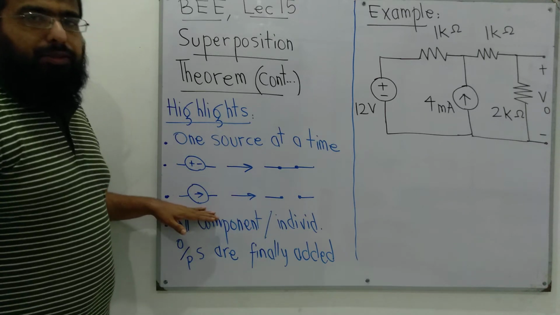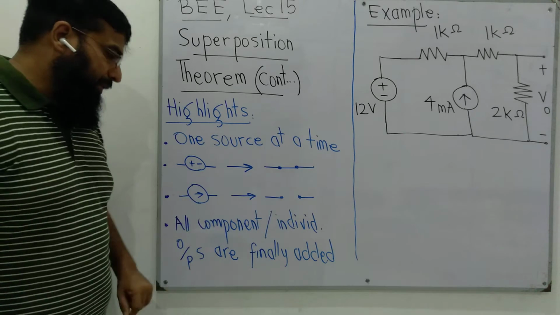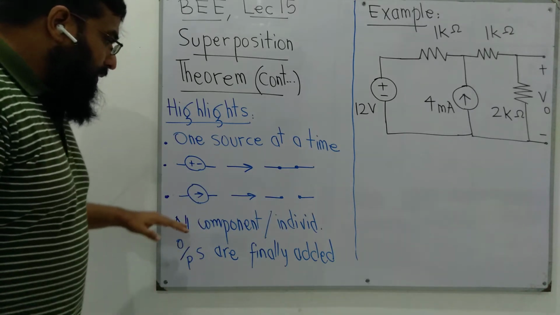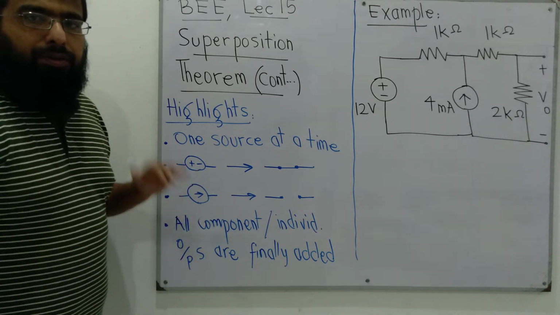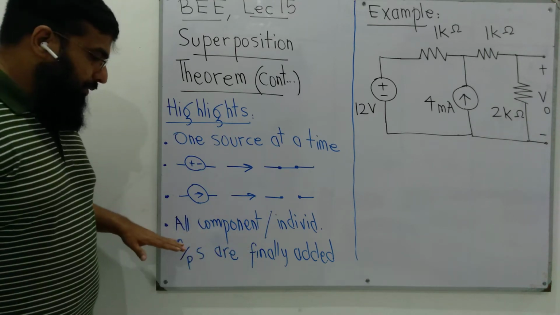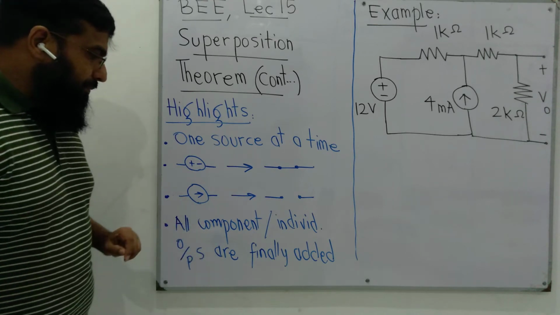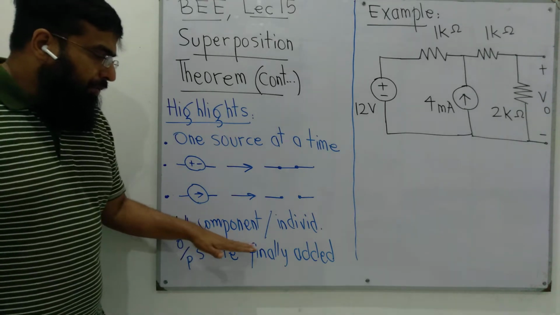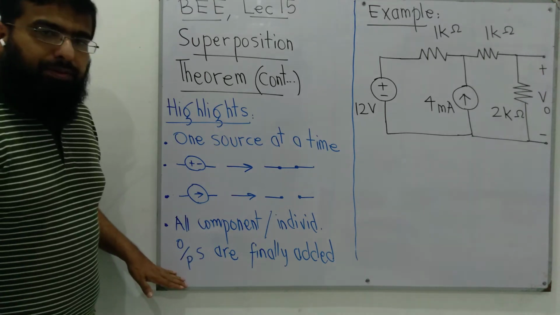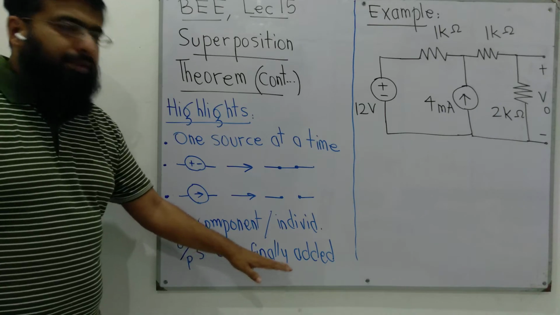Current sources have a very large internal resistance. Therefore, current sources are replaced with open circuits. And we solve with one source at a time. Once we have completed this, we'll have many component solutions, because we'll have many component outputs, which are output voltage or current, which we finally add to get the final output.